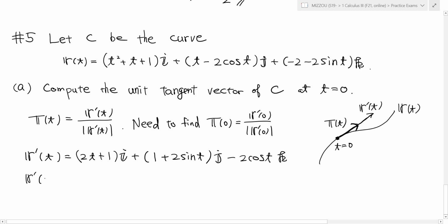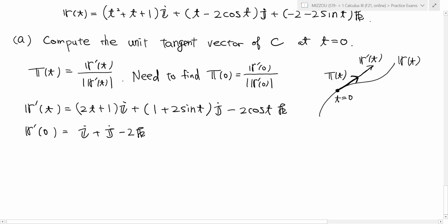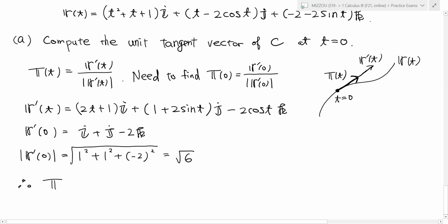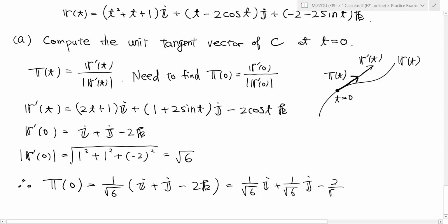All right, and then you plug in 0, and you get i plus j; sin 0 is 0, cos 0 is 1, so it's negative 2k. So that's the derivative evaluated at 0. Now you compute the magnitude. That's the square root of 1 squared plus 1 squared plus negative 2 squared, and that is root 6. So therefore, the unit tangent vector at 0 is the ratio of those: 1 over root 6 times (i + j - 2k). That's fine, but you may rewrite it. So that's the answer.